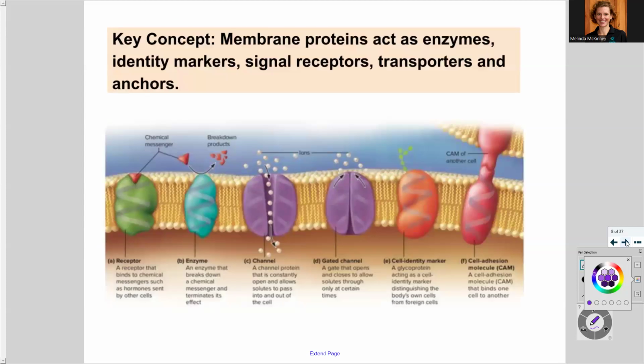Okay, membrane proteins. So these proteins that are in the membrane, they have many functions. They can act as enzymes. Now, enzymes speed up the rate of reaction. So they speed up reactions. They act as a catalyst, right? They're a catalyst.